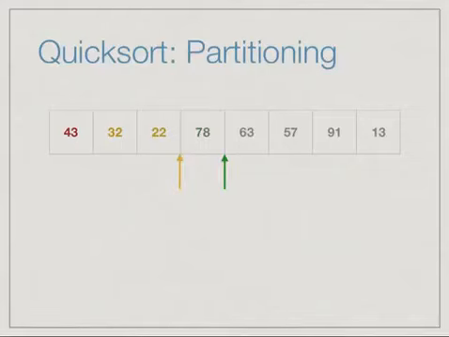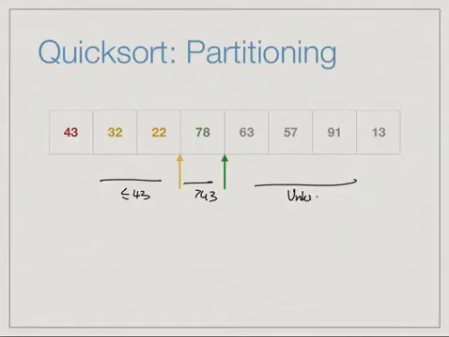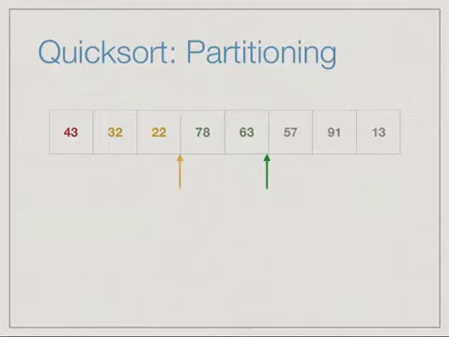So now we have these three intervals as before. So remember that this is the part that is less than or equal to 43. This is the part that is greater than 43 and this part is unknown. Okay? So we continue in this way. So now we look at 63. So again 63 extends the green zone. 57 extends the green zone. 91 extends the green zone.